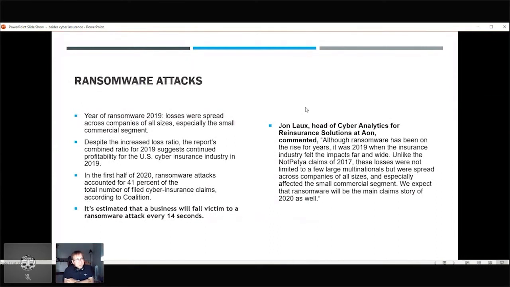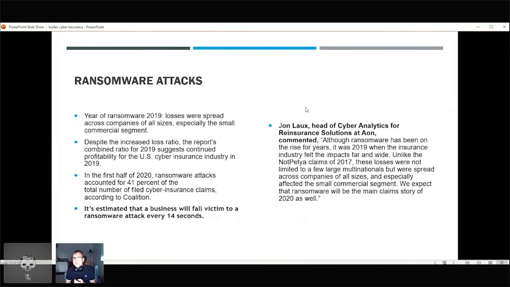Ransomware attacks are quite common now. As a result, in 2019, losses were spread across companies of all sizes, especially in the commercial segment. Despite that, insurance companies were still making quite good money up to 2019. In the first half of 2020, so like last year, ransomware attacks accounted for 41% of the total number of cyber insurance claims. So that's a lot. And if you want to do some cheap statistics, you can say that a business would fall victim to a ransomware attack every 14 seconds.